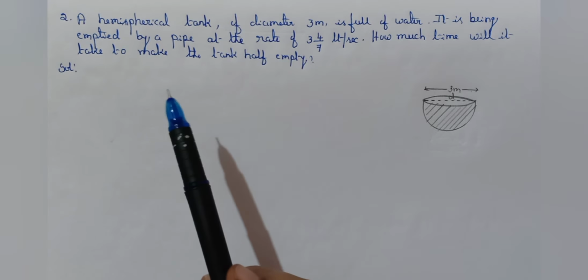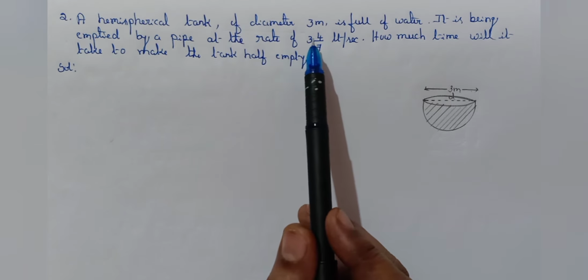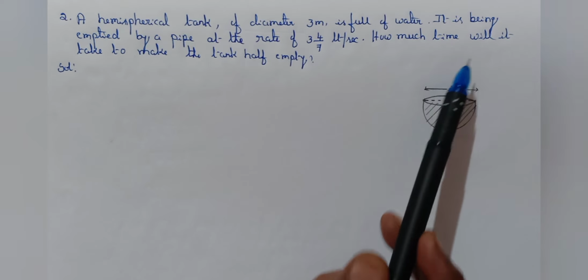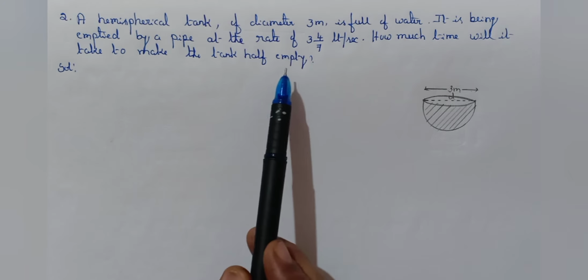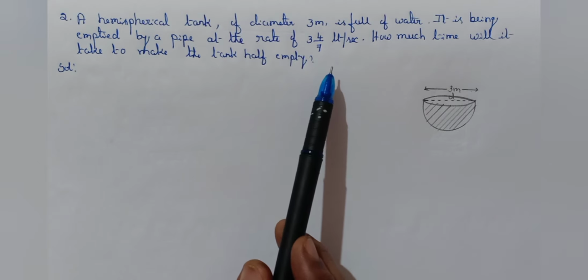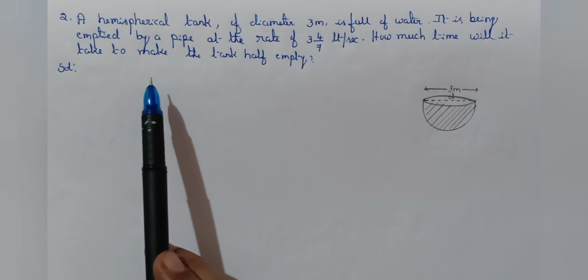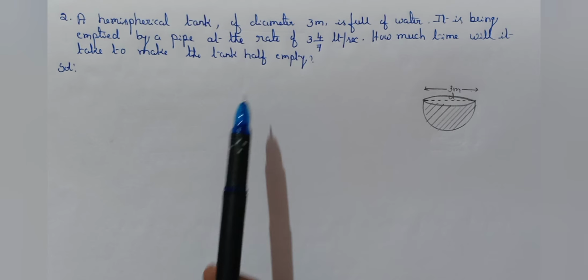A hemispherical tank of diameter 3 meter is full of water. It is being emptied by a pipe at the rate of 3 4 by 7 liter per second. How much time will it take to make the tank half empty?